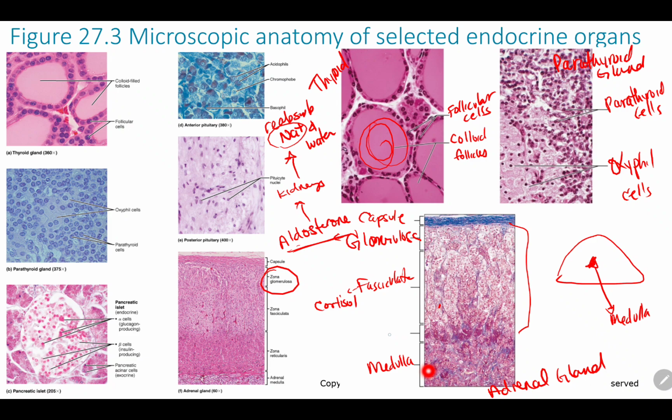And then you have the innermost layer of the adrenal cortex, and that's going to be the zona reticularis. That's going to be important for producing androgens. About 5% of testosterone in females is going to be produced here. So remember the labeling of these as well. Okay, and that's a quick overview of the endocrine system, its organs, and the tissue.